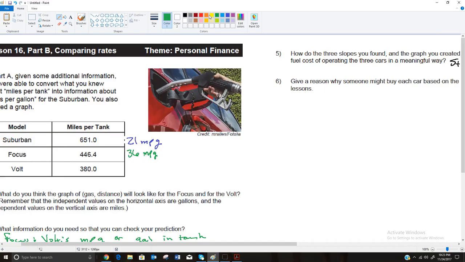And then, of course, the benefit of the Volt is that it gets the absolute best gas mileage. So if you're only carrying one or two people and you don't need to haul things, like you might with the Suburban, the Volt does get the best miles per gallon. So if you drive a lot, that's going to save you the most money in gas.